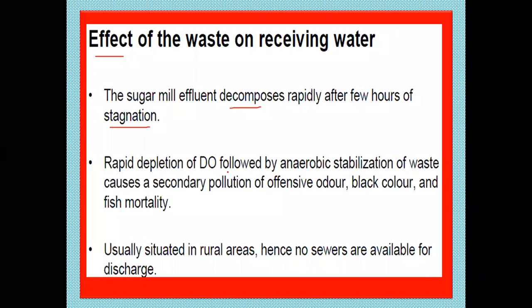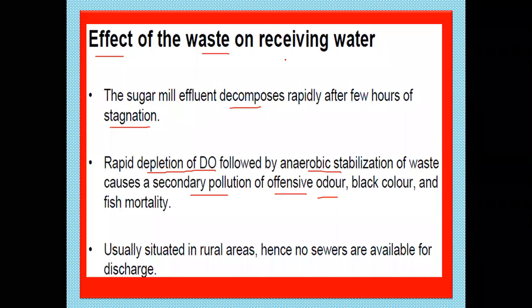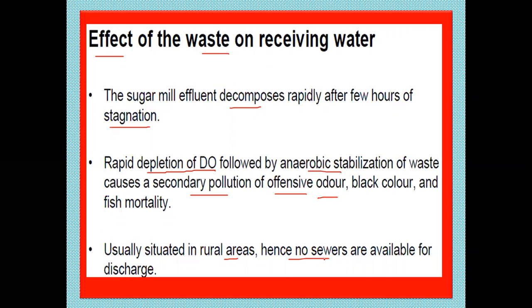Next, rapid depletion of dissolved oxygen followed by anaerobic stabilization of waste as a secondary pollution of offensive odor, black color and fish mortality. Whenever the oxygen levels are rapidly decreasing, with rapid depletion of dissolved oxygen and anaerobic stabilization, it creates secondary pollution of offensive odor, black color and fish mortality. So these are the other effects of the wastewater on receiving waters. Next, sugar mills are usually situated in rural areas, hence no sewers are available for the discharge.